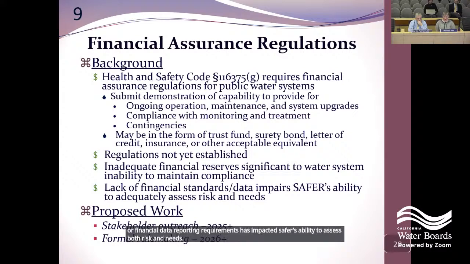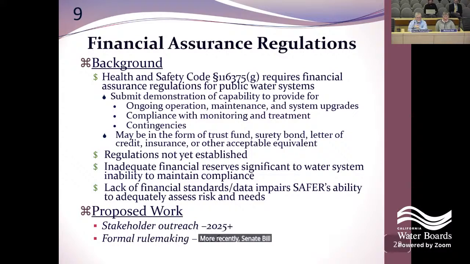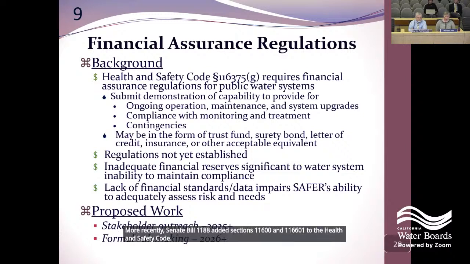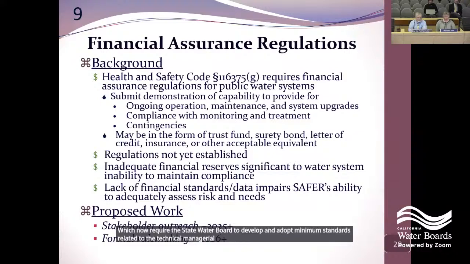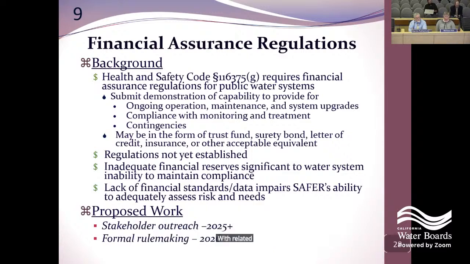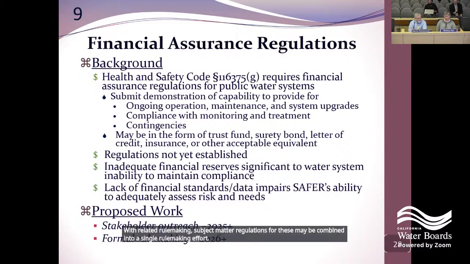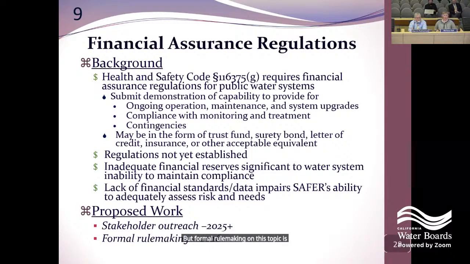More recently, Senate Bill 1188 added sections 116600 and 116601 to the Health and Safety Code, which now require the State Water Board to develop and adopt minimum standards related to the technical, managerial, and financial, or TMF, capacity of community water systems serving fewer than 10,000 people or 3,300 service connections, and non-transient, non-community water systems that serve kindergarten through 12th grade schools. With related rulemaking subject matter, regulations for these may be combined into a single rulemaking effort, but formal rulemaking on this topic is not expected to start for a few years.